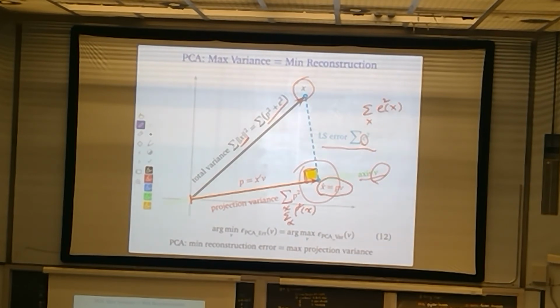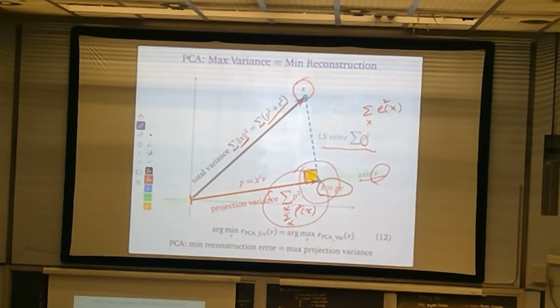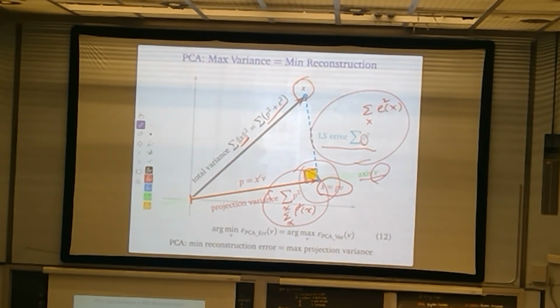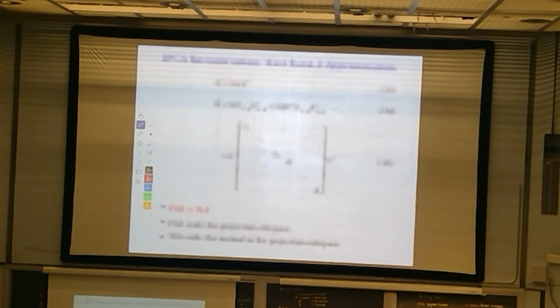So if there's a V that maximizes this sum, it must be minimizing this, right? Because variance plus E is constant. So E is constant minus this V. If V is maximum, this is negative that, and this is constant, doesn't matter, so it must be minimum. Okay?